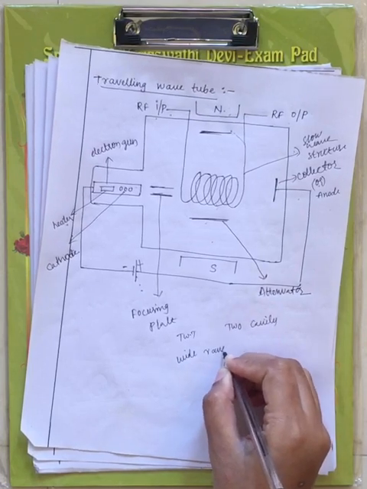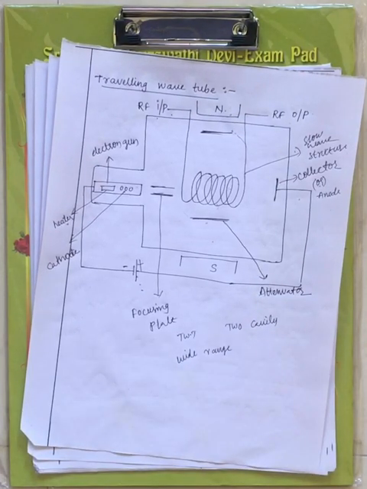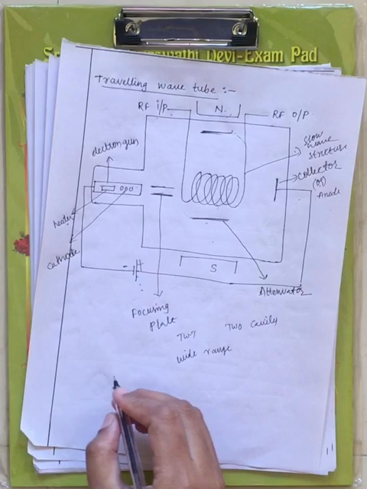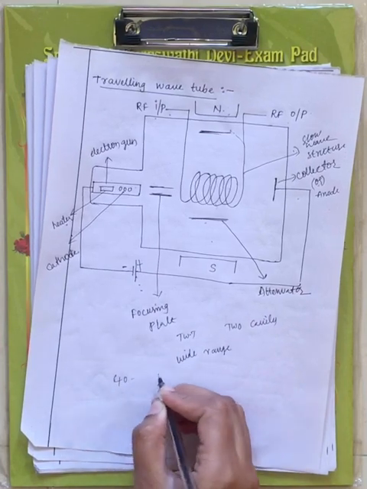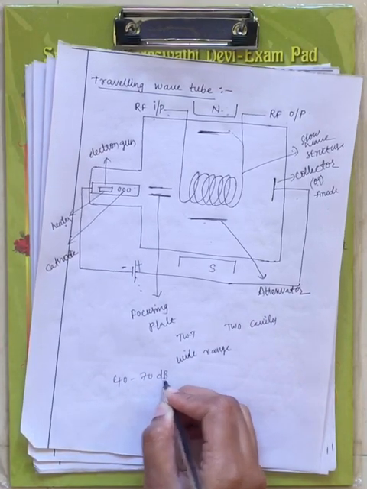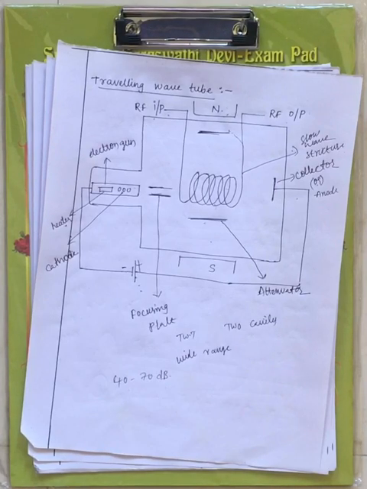If you see two cavity or multi cavity klystron, you can amplify the signal only for a particular range of frequencies, whereas TWT is used to amplify a wide range of frequencies. It has a power gain of 40 to 70 dB. Power gain is also higher than your two cavity klystron and your multi cavity klystron. In multi cavity you will get between 50 to 60, whereas under your traveling wave tube you will get a power gain of 40 to 70 dB.